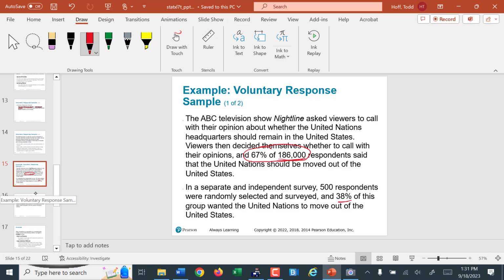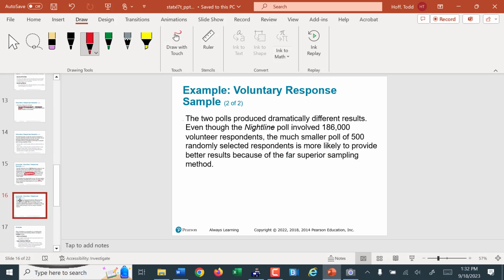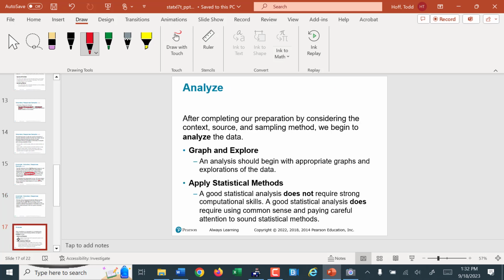We can only assume that those that wanted the United Nations to move out of the U.S. were much more emotional about this. So when they saw that survey come up or that question come up on the TV screen, they were just more inclined to respond to that survey. So because of those drastically different results, the first survey was voluntary response, where you saw that the survey was put out there and you decide you want to respond to it. You tend to get people that have a strong opinion in one direction or another that respond, are the only ones that respond.